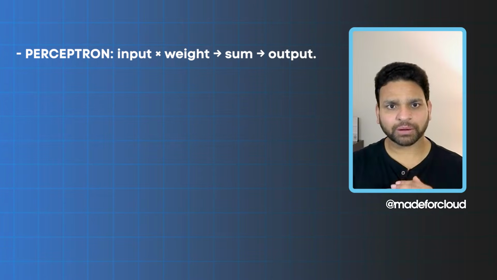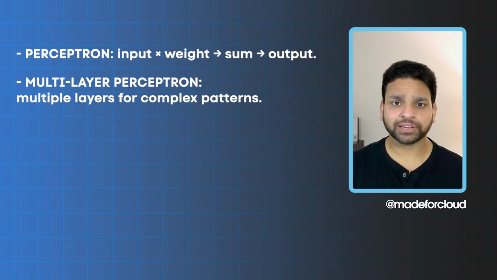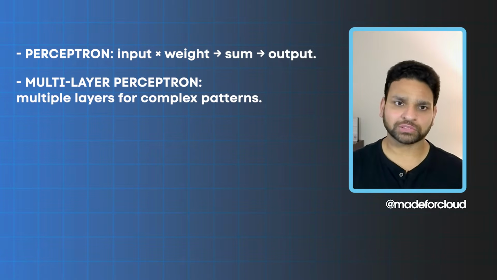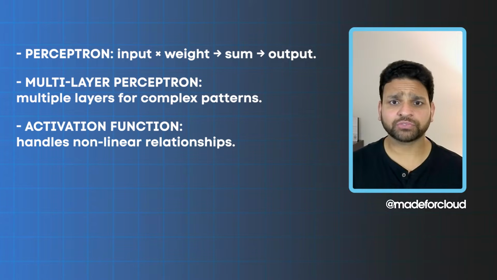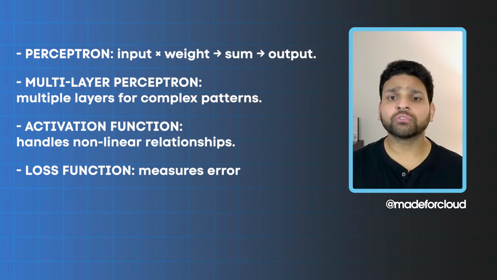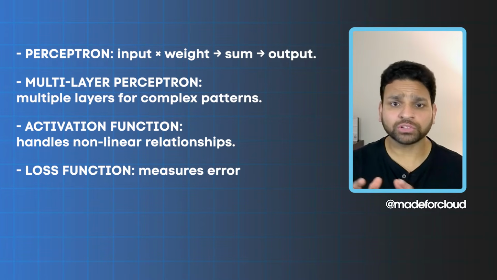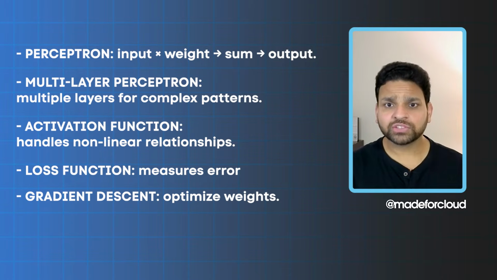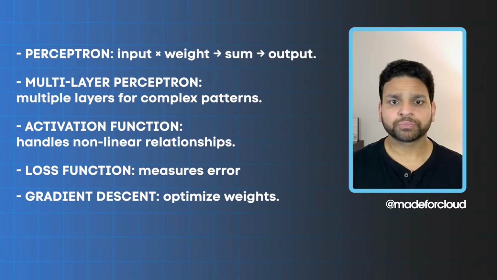Now, when you stack them together, it becomes a multi-layer perceptron, which can learn complicated patterns. There are activation functions which provide the ability to model non-linear relationships. The loss function tells you how wrong the model is. Gradient descent is how you change its weights so that the error is reduced.